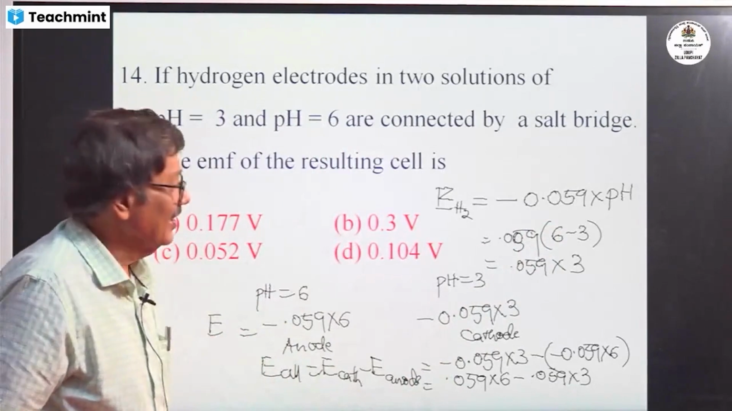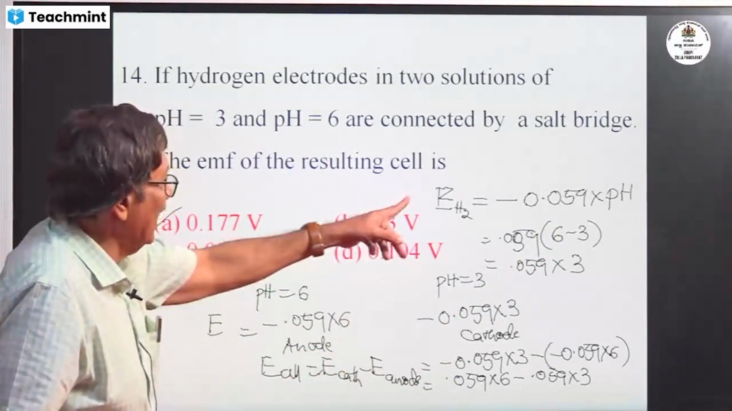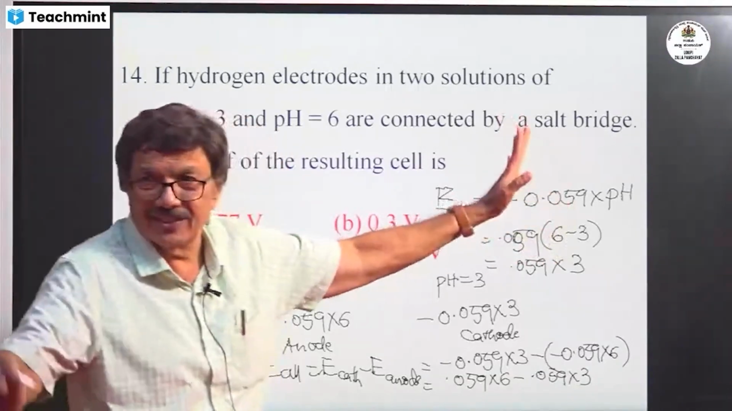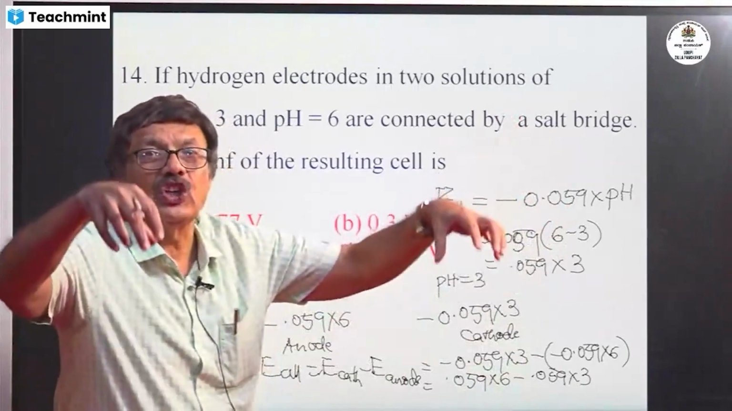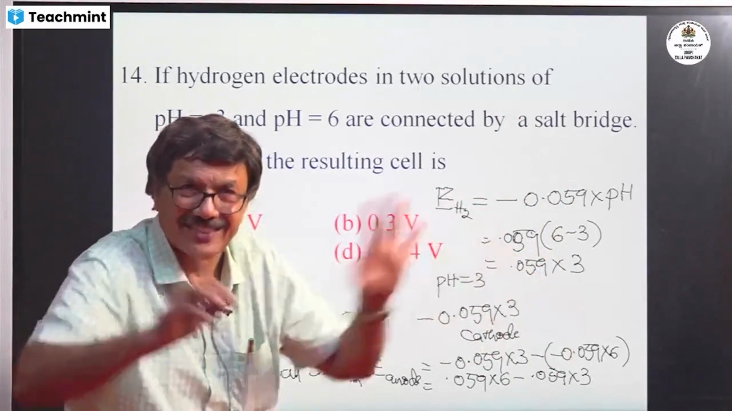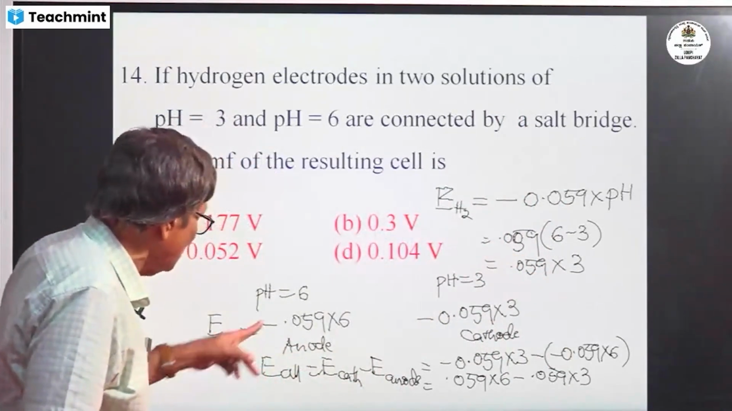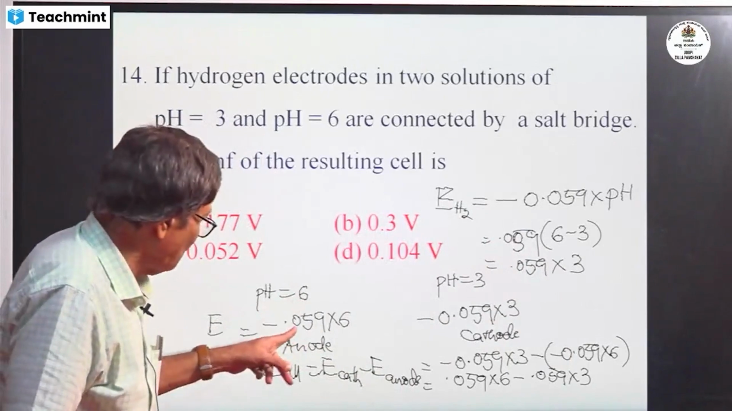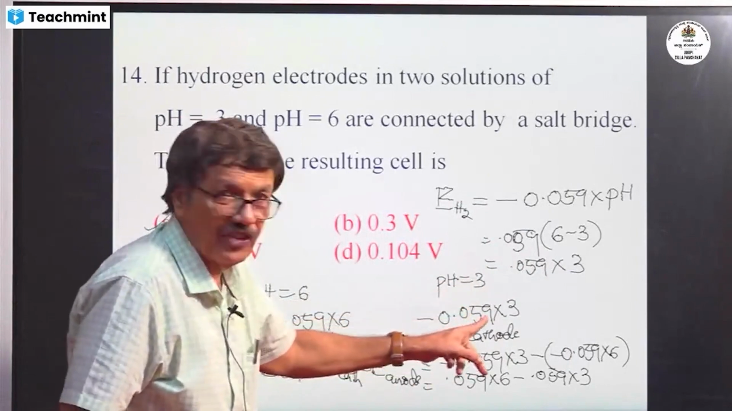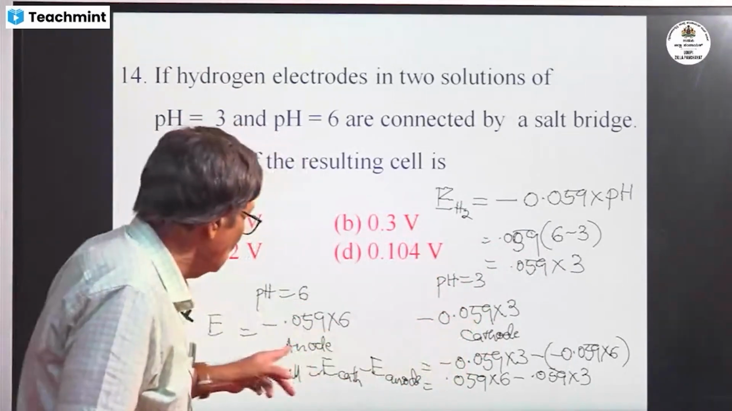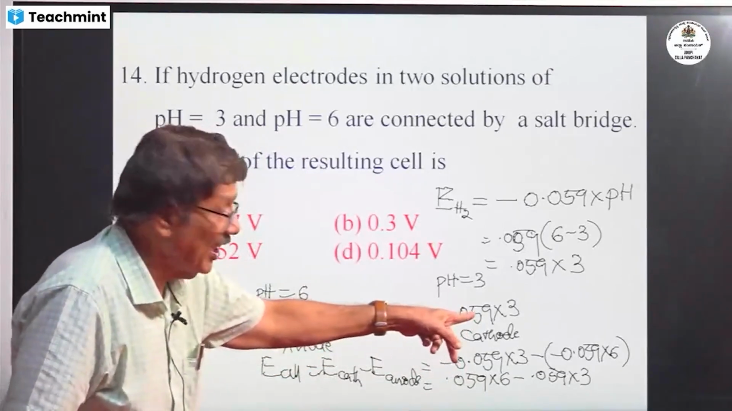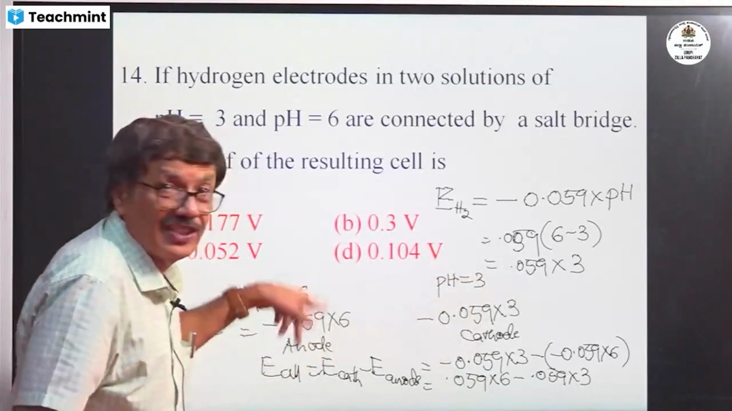You understood? See, briefly I'll tell it again. Electrode potential of a hydrogen electrode is minus 0.059 into pH. This is the formula. They have taken two hydrogen electrodes, one dipped in pH 3 and another in pH 6. Electrode potential in pH 6 is minus 0.059 into 6. Electrode potential in pH 3 is minus 0.059 into 3. Out of these two, minus 0.059 into 3 is higher, and minus 0.059 into 6 is lower.